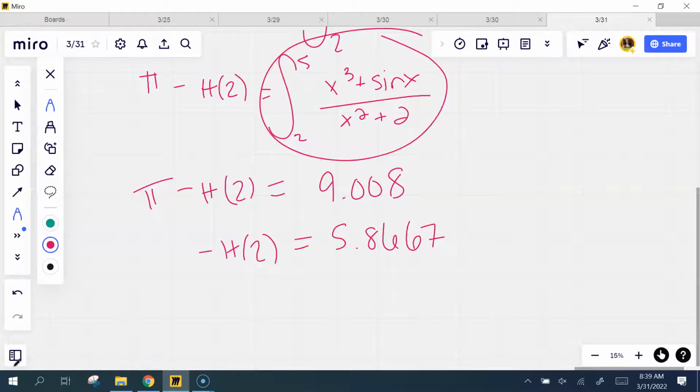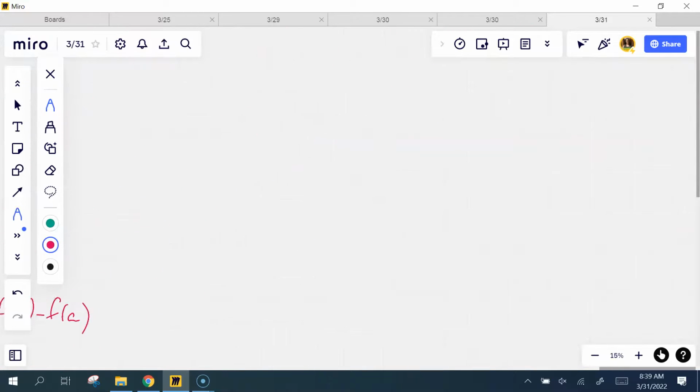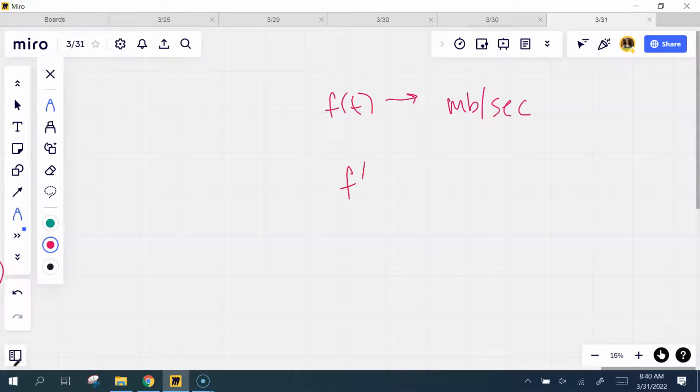A file is downloaded to a computer. This was really just a think through question. A file is downloaded to a computer at a rate modeled by the differentiable function f of t. So whenever I read that, I said, okay, so f of t is megabytes per second, and it asks which of the following is the best interpretation of the second derivative at 5? So I know that this is time, this is seconds. So I know I'm at 5 seconds, right?